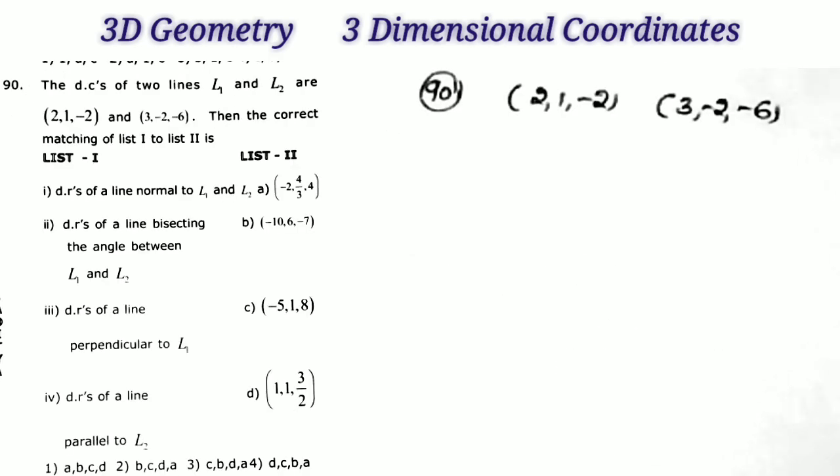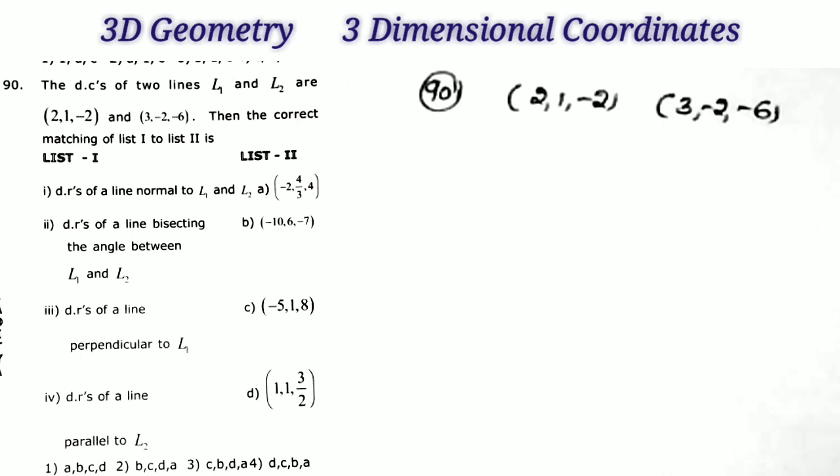The DCs of two lines L1 and L2 are 2, 1, minus 2 and 3, minus 2, minus 6. Then the correct matching of list 1 to list 2 is equal to. So all of you, once see the question. In the question we have list 1 and list 2. Now we have to match list 1 to list 2.